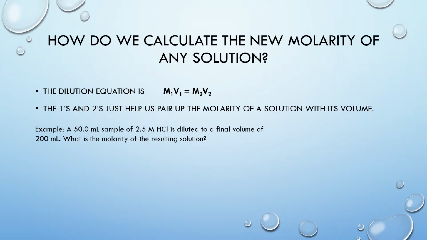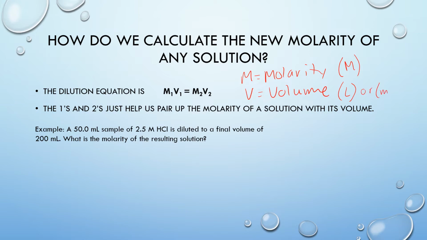So how can we calculate the new molarity of any solution? We have this equation, called our dilution equation, M1V1 equals M2V2. The 1s and the 2s in this equation just help us pair up the molarity of a solution with its volume. The M represents molarity, and the V represents volume. Our molarity units, again, are capital M. Volume units can be liters, or we can see it in milliliters.